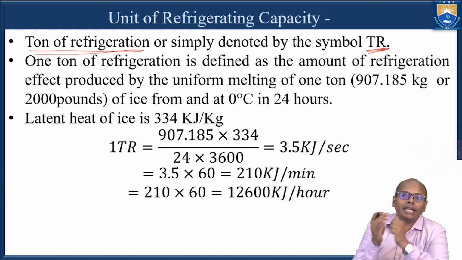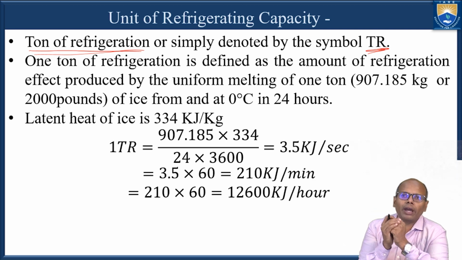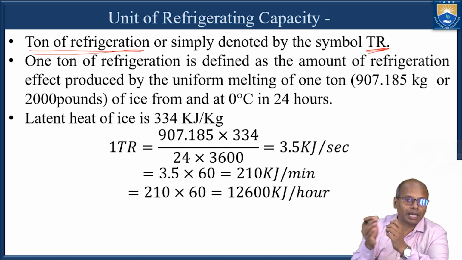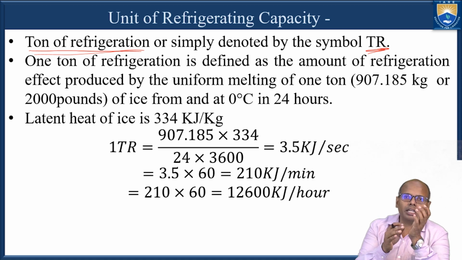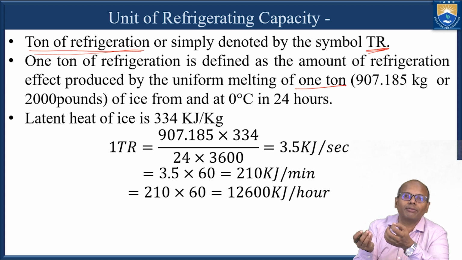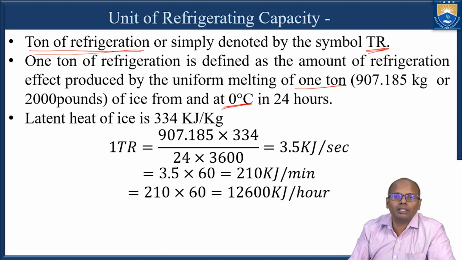We take 1 ton of ice, or 2000 pounds of ice, at 0 degrees centigrade. Now at 0 degrees centigrade, if we leave this ice, what happens? It will become water at 0 degrees centigrade. For the total 1 ton of ice, in 24 hours, how much cooling effect it can produce by melting from ice to water at 0 degrees centigrade, that is called the 1 ton of refrigeration.